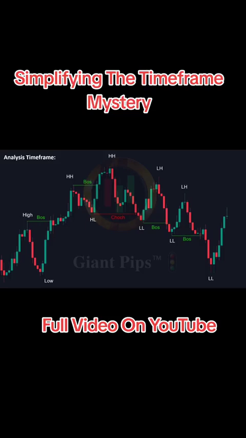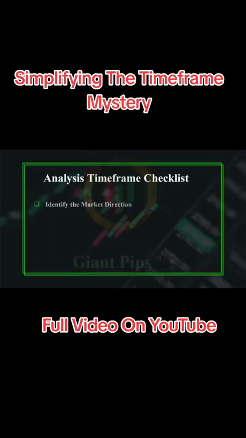Then we pay attention to fair value gaps, supply and demand areas, and liquidity zones. With all these concepts applied on the chart, we should have a directional bias and optimal trading zone. If not, then we can simply close the chart and look for another trading asset. Here is the checklist required for the analysis time frame.